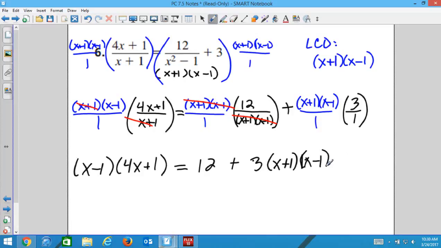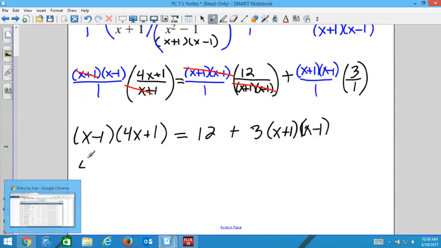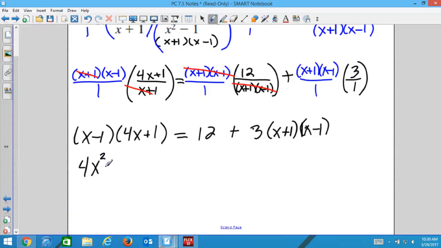So I wrote everything that I have left, what I didn't cancel out. And then I have to solve for x. But solve for x I can't in parentheses. So what should I do over here? Well, need to FOIL. 4x squared plus x minus 4x minus 1 equals 12 plus. What am I going to do over here? What am I going to distribute?